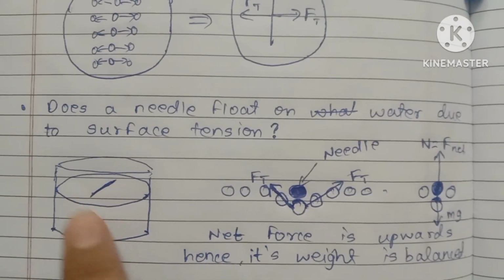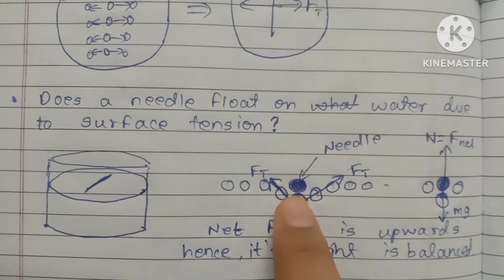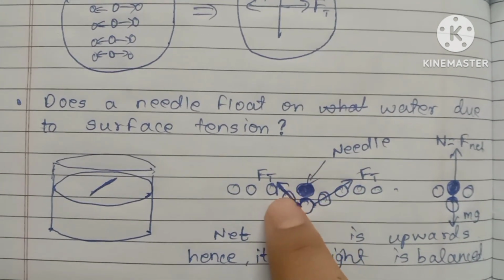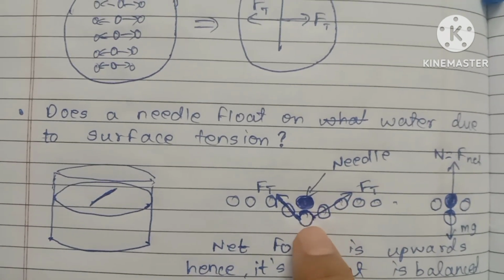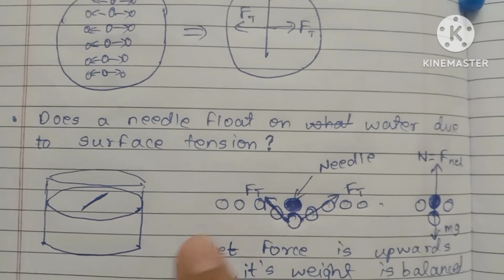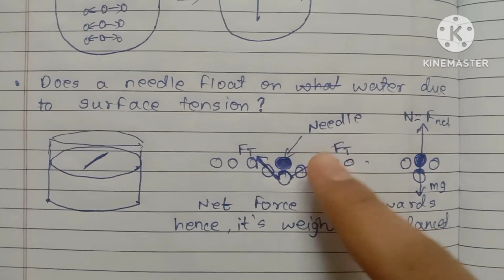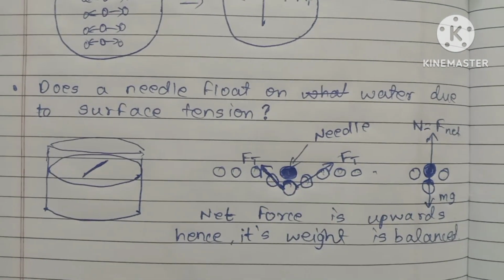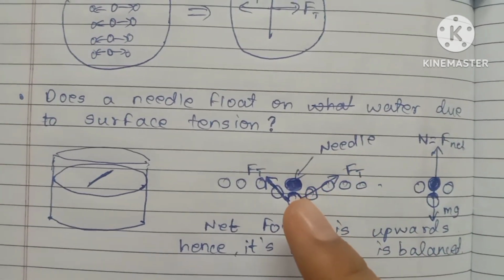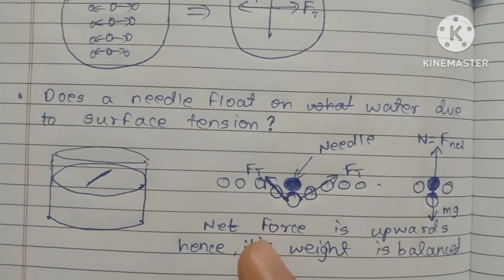So when you keep a needle on the surface of water, the molecules below the needle are pushed down to some extent like this. So this is the needle, and the molecules below the needle are pushed down like this. This is a cross section of this. You can understand its length is further. So as the molecules below the needle are pushed down to a certain extent, the direction of surface tension, which was initially horizontal when there was no needle kept on the liquid, the direction of surface tension was horizontal.